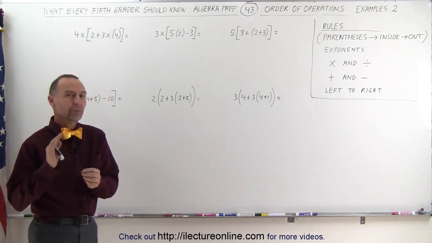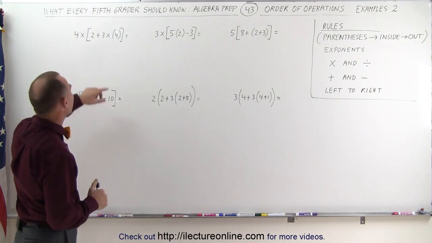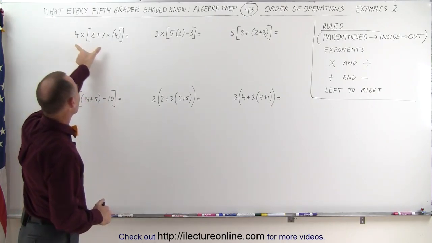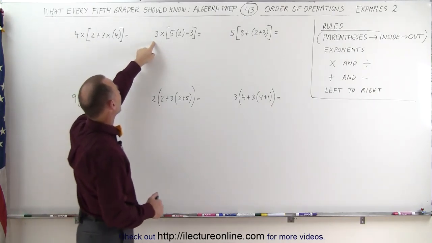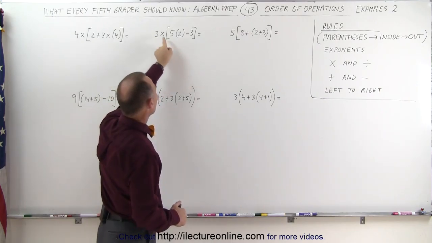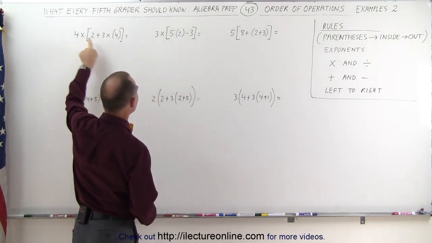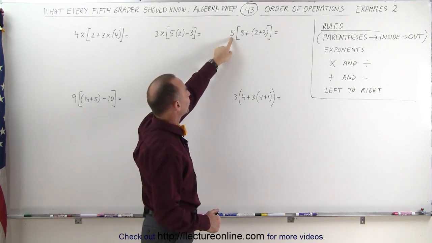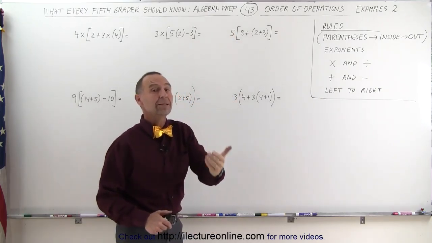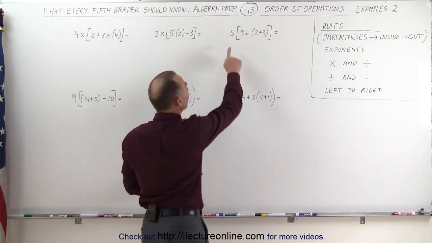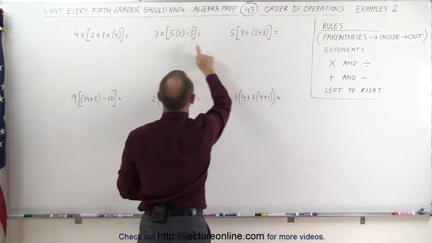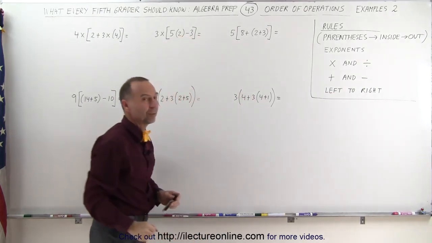In addition, I want you to pay attention to some examples here, where we wrote four times what's inside the brackets, and here we wrote three times what's inside the brackets, but we don't have to put that symbol there. If we don't put anything in between the number and the bracket, we automatically mean that's multiplied. So we say five times what's in the bracket, just like here, we don't have to write that symbol.